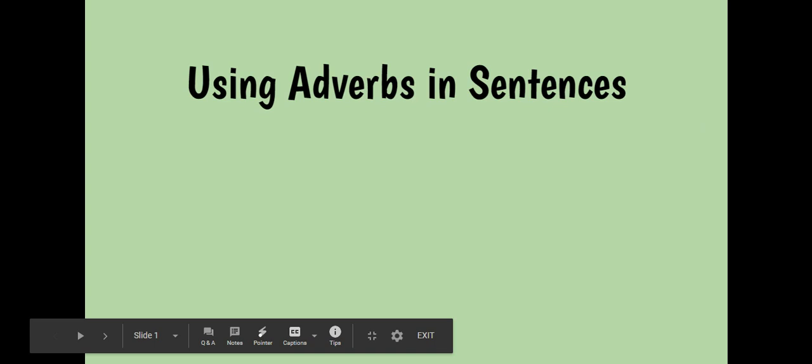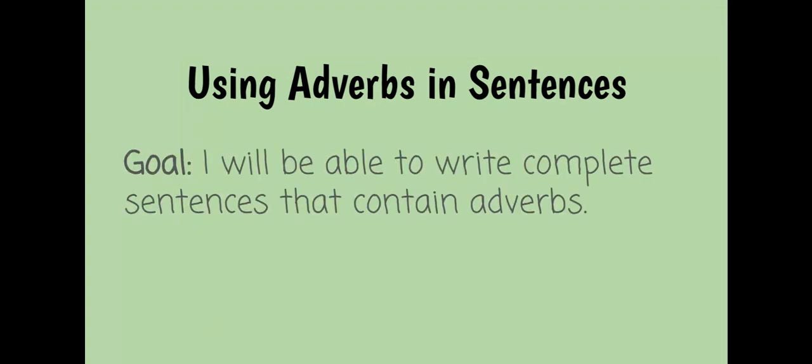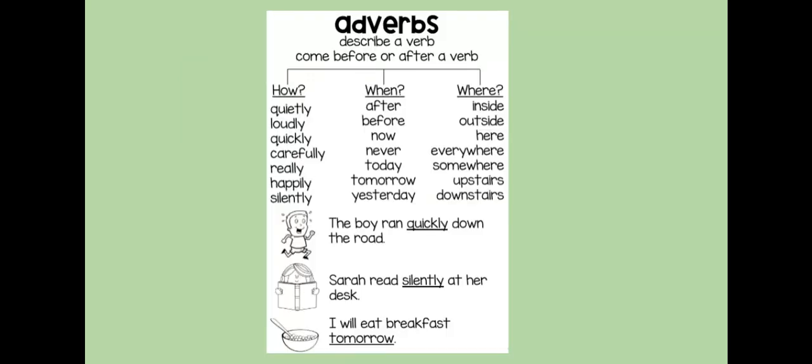This is Miss Mumford, and I'm here to talk about using adverbs in sentences. Your goal today will be, after this lesson, you'll be able to write complete sentences that contain adverbs. And let's review adverbs. Remember, adverbs are words that describe a verb, and they usually come before or after the verb. It tells how something was done, when something was done, where something was done.